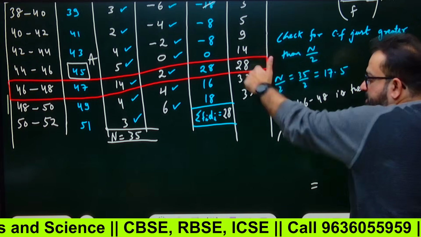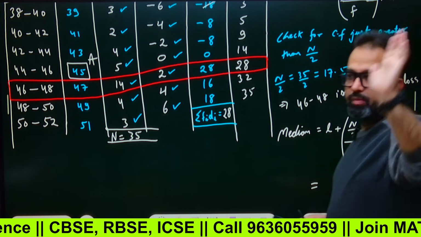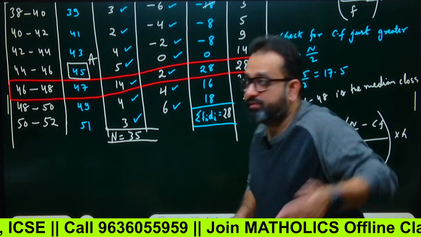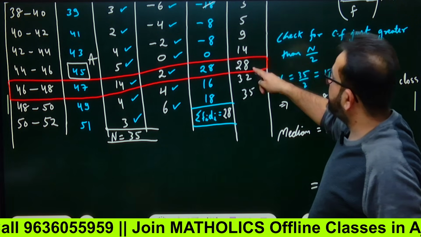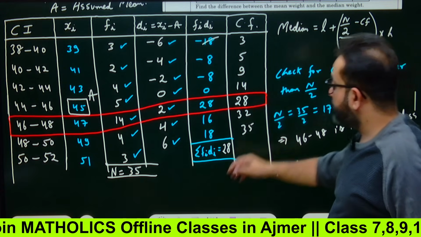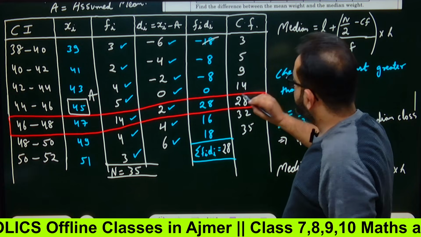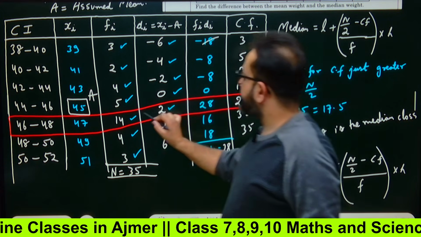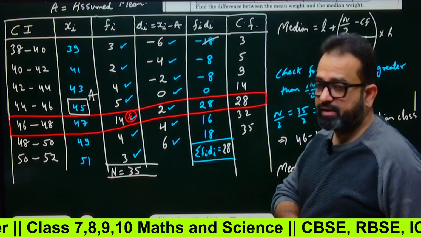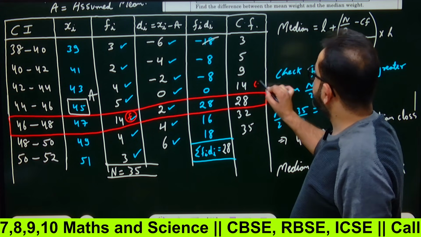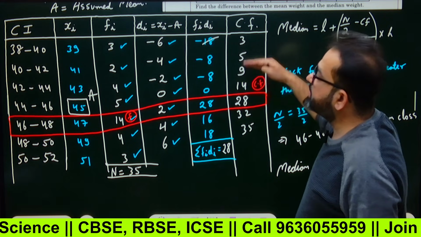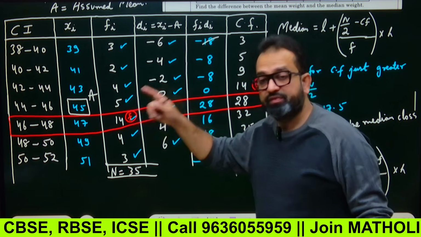How to get this median class? Just check the cumulative frequency greater than N by 2. 17.5 was N by 2, so greater than 17.5 in this cumulative chart, it is only 28. Everyone is very much clear now. Once you find this, this will be the frequency F, 14, the frequency of the median class. What is CF? Cumulative frequency just preceding the median class. 14 is just preceding the median class. So this is CF, and this is F, which is to be used in the formula.